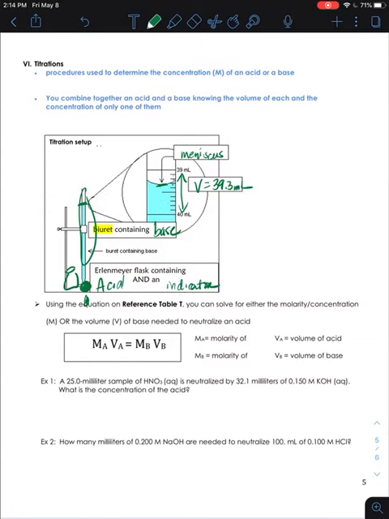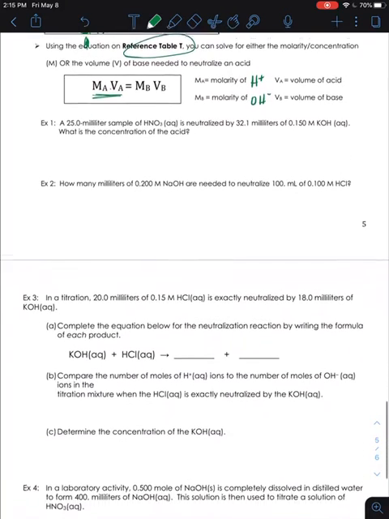So we use Reference Table T for the molarity of the acid times the volume of the acid equaling the molarity of the base times the volume of the base. Ma is going to be the molarity of the H ions, and in the case of the molarity of the base, we're looking at the molarity or concentration of OH ions. Volume of the acid, volume of the base. So let's try the first example mathematically together.